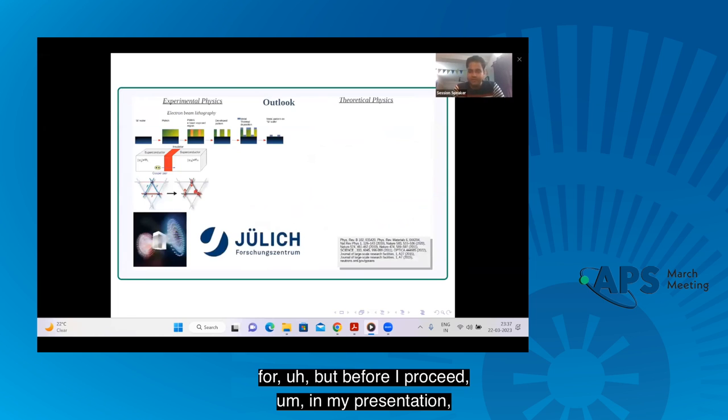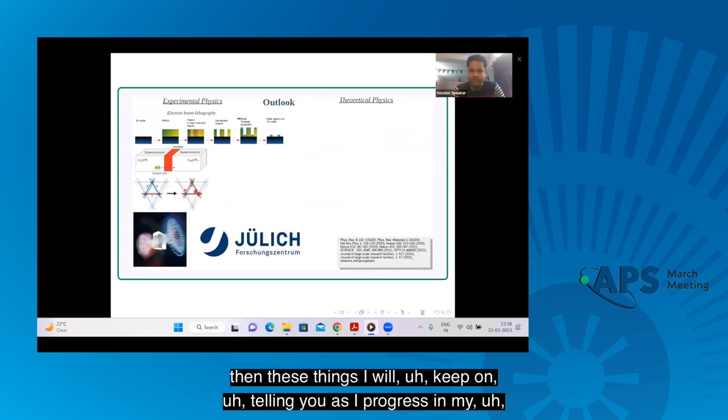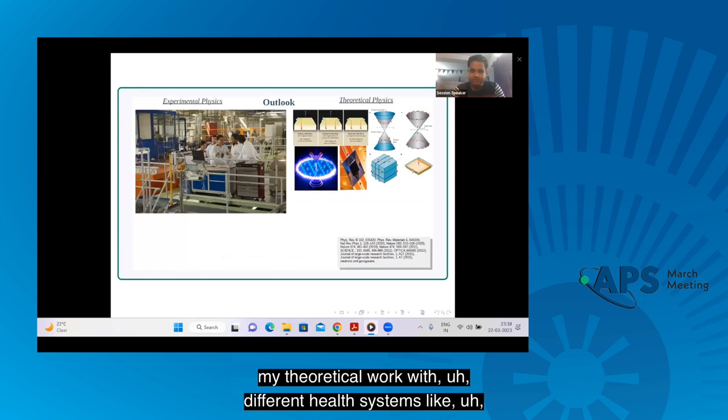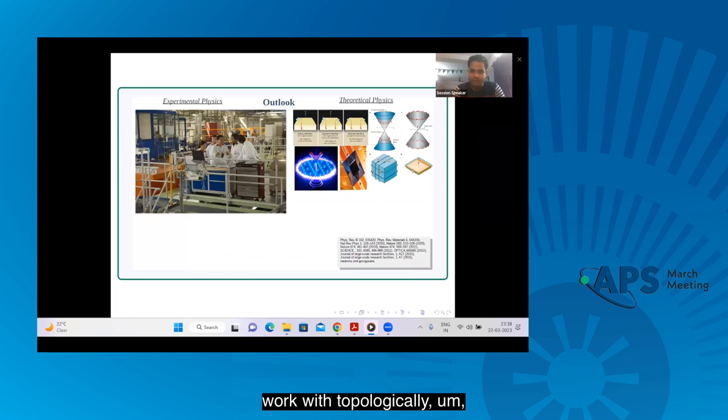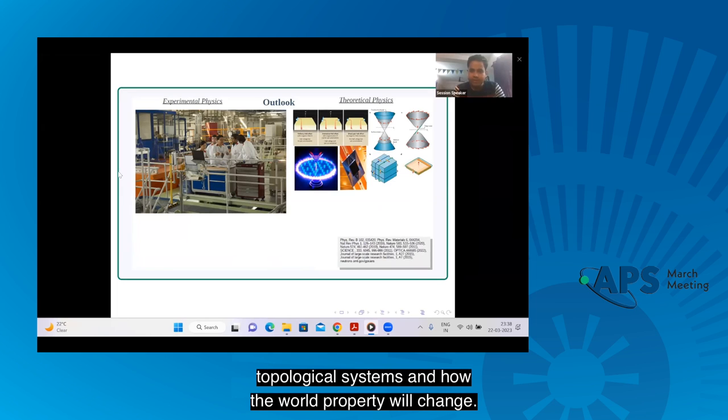Before I proceed in my presentation, I would like to give a brief outlook of my work, both experimental and theoretical physics, in a particular direction, which I will keep telling as I progress in my seminar. To start with, electron beam lithography and preparation of tunnel junctions, my work with geometrically frustrated systems, and also my theoretical work with different Hall systems, topologically non-trivial systems, and bringing magnetism into close proximity of a topological insulating system, and how the overall topological property will change, will also be of utmost importance.